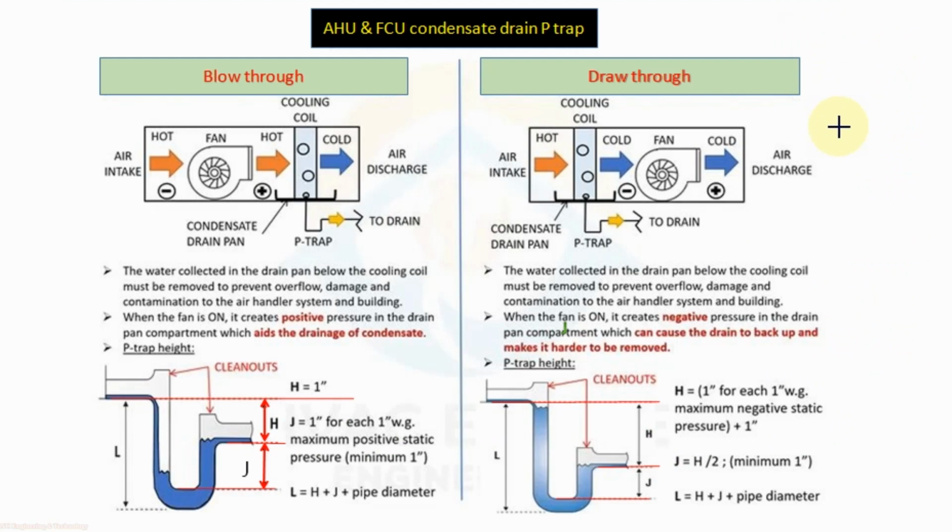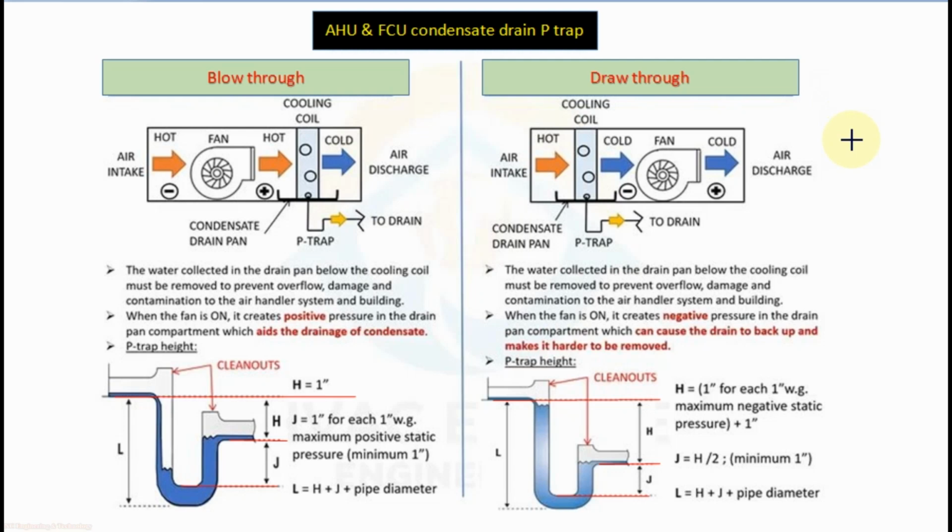To calculate the condensate drain P-trap height for AHU and FCU, we use two formulas. If the AC unit is blow-through type, then we use this formula where for the height H we always take 1 inch, and the height J we take equal to the AC unit's external static pressure in water gauge, and the unit for the height is inch. But if the unit is draw-through type, then the height H is equal to the unit's external static pressure in water gauge plus 1 inch, and the height J will be half of the H.